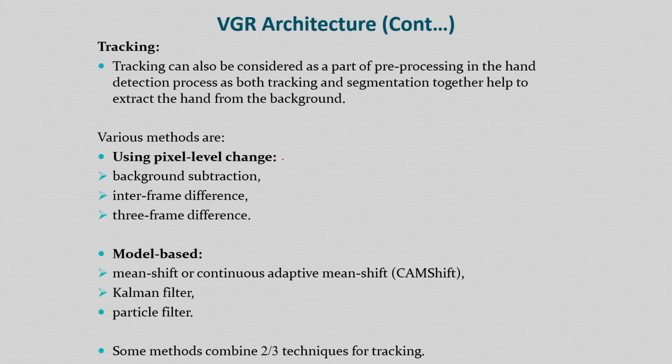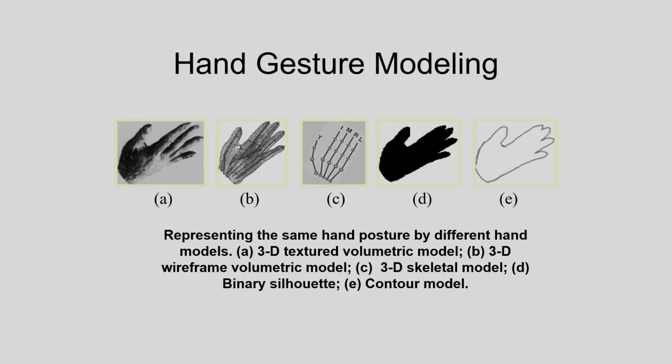So using the pixel level sense we can consider the background subtraction method, we can consider inter-frame difference, the 3-frame difference. So these classical techniques also we can use, and maybe like the mean shift algorithm or the cam shift algorithm, the Kalman filter, the particle filter. So these techniques can be used for hand tracking. And for hand gesture modeling already I have explained.